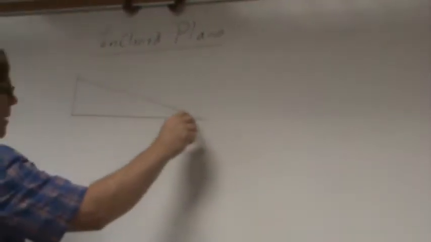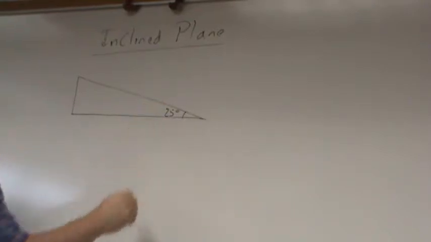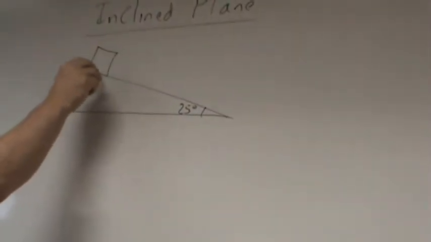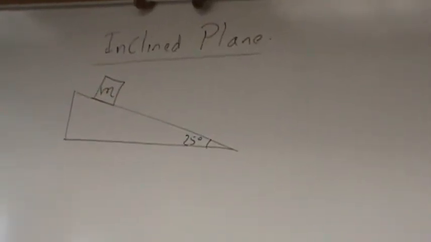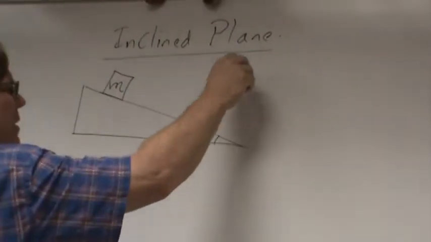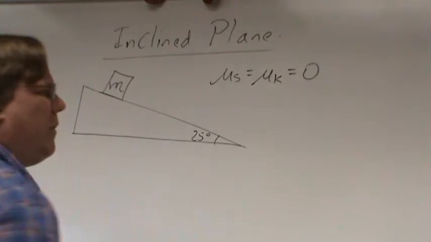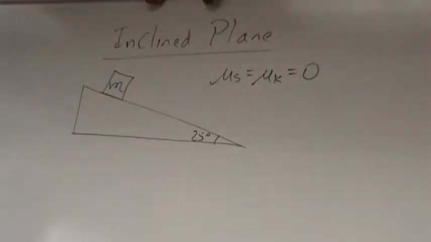I need to introduce you to being able to do physics on inclined planes. So here we go. Inclined plane. Suppose I have an inclined plane. This plane is inclined at a 25-degree angle. It has a mass M on it. A mass of mass M. And suppose it's frictionless. The coefficient of static friction equals the coefficient of kinetic friction, which equals 0. It is frictionless.